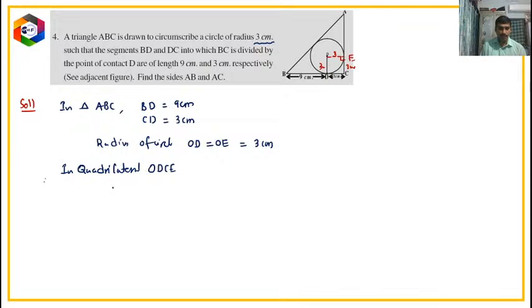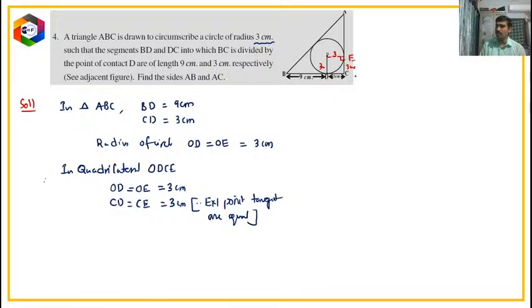We know that OD is equal to OE is equal to 3 centimeters and CD is equal to CE is also 3 centimeters. What is the reason? Means from external point, tangent lengths are equal. From external point, tangents if you can draw, those two are equal. Why? Because C to D, it is touching at D. C to D 3 centimeters means C to E will also be 3.